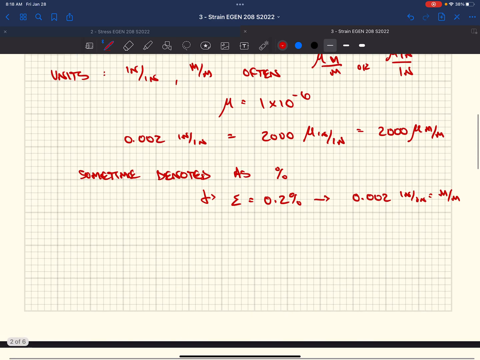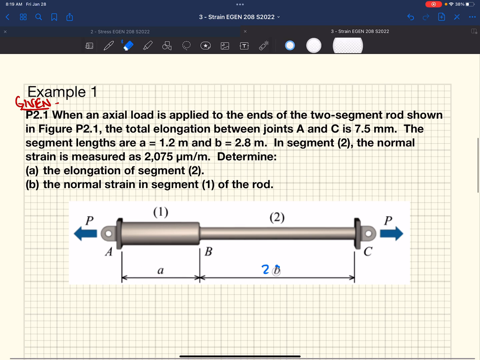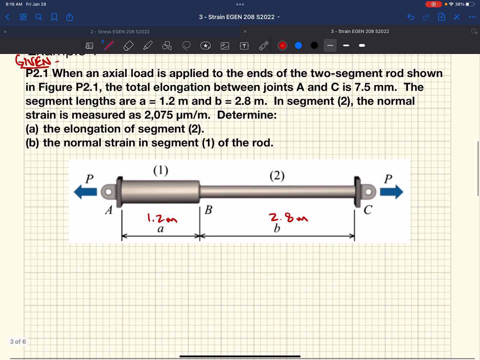All right, let's do an example. What are they giving us? Well, they're saying that we have an axial bar that's loaded on the ends. It has 2 different segments. One segment length is 1.2 meters. The other one is 2.8 meters. We had some force P. They tell us that the total elongation between joints A and C is 7.5 millimeters. What would we call that? Well, that would be our delta total, A to C, equals 7.5 millimeters.